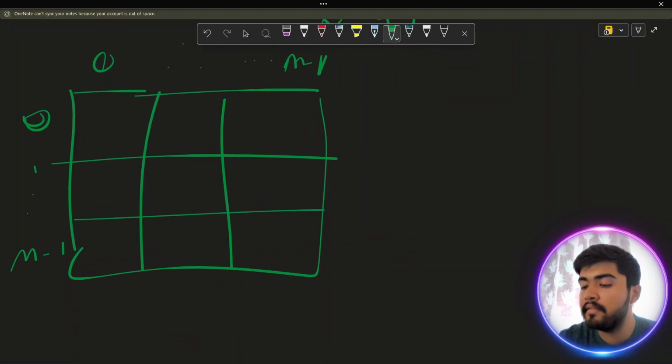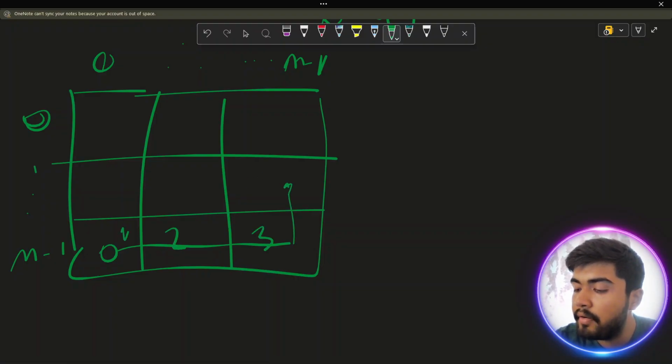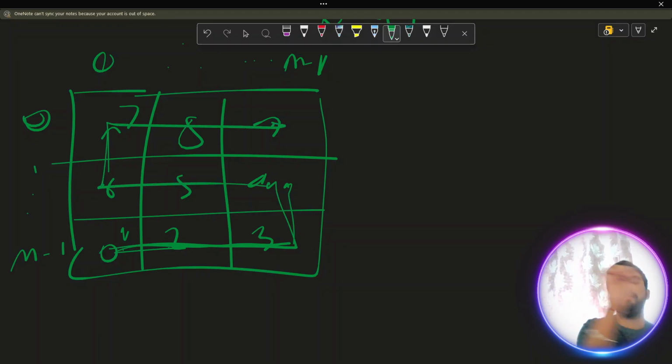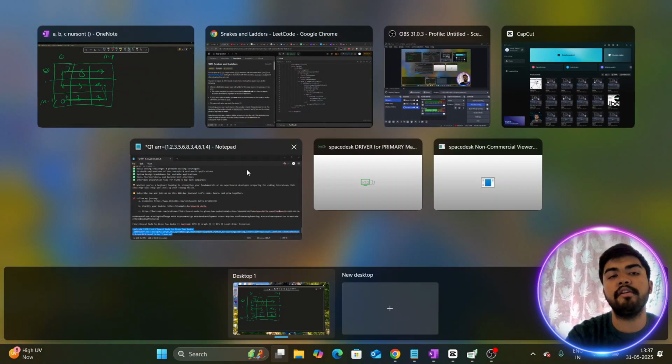In Boustrophedon style, you start from the bottom row and traverse it, like 1, 2, 3, then go up and continue 4, 5, 6, then go up again, 7, 8, 9. The numbers increase in a zigzag. That is the Boustrophedon style of grid representation, and they have given us a Boustrophedon grid altogether.